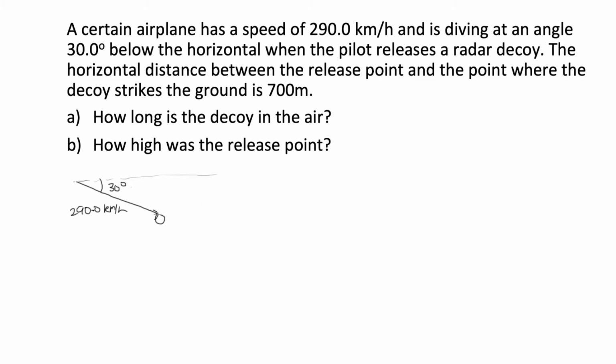So here it is, it releases this. The initial velocity of the decoy is the same as the velocity of the aeroplane. If we look down at the ground here, it travels a total horizontal distance from where it's released of 700 meters. And we're asked, A, how long is the decoy in the air?